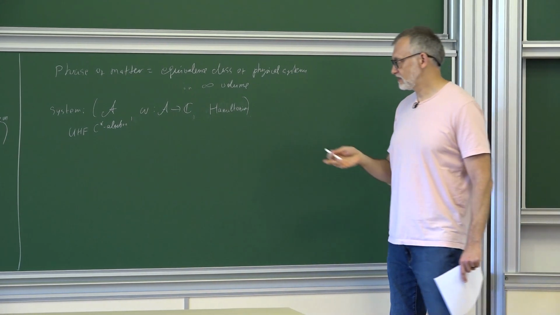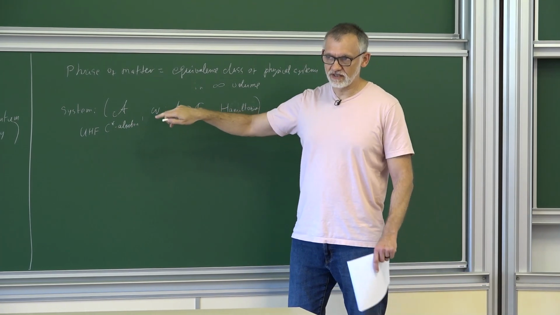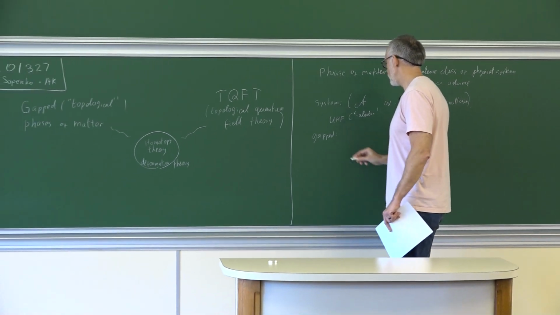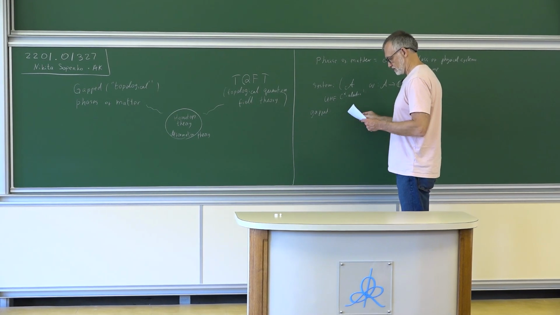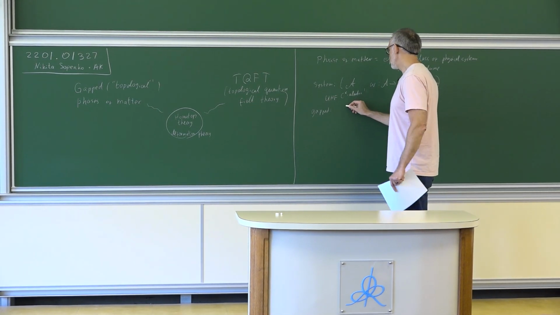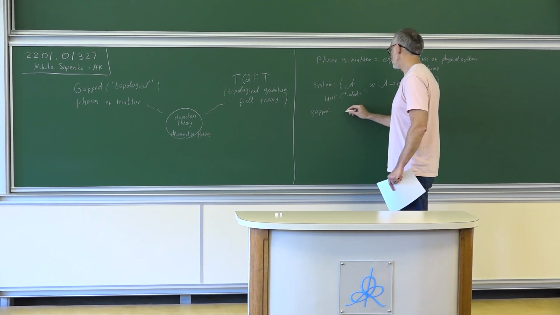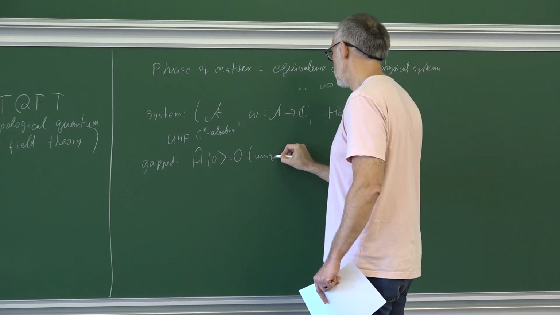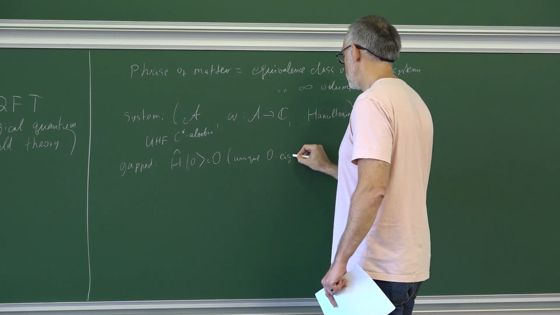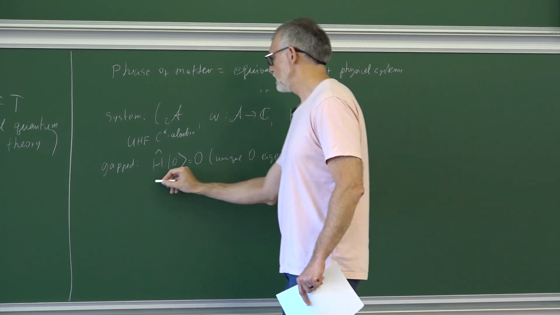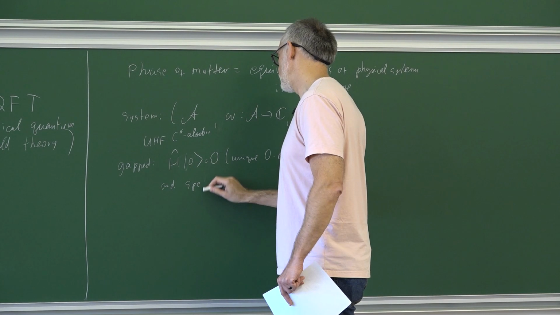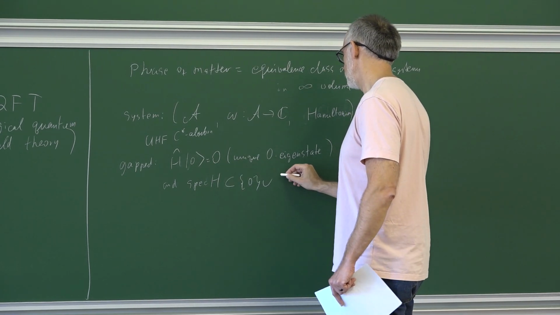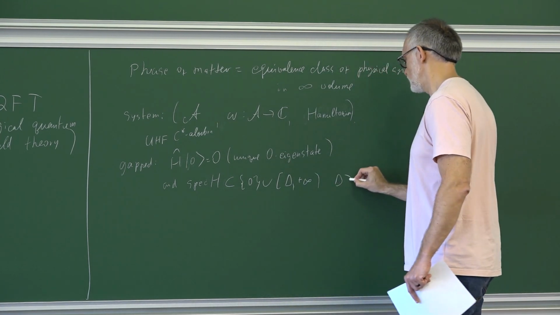And the Hamiltonian acts in some Hilbert space attached to this pair via the GNS, Gelfand-Naimark-Segal construction. And the word gapped means the following: there is a unique state with eigenvalue 0, and the spectrum of H is contained in this set, for some delta greater than 0.